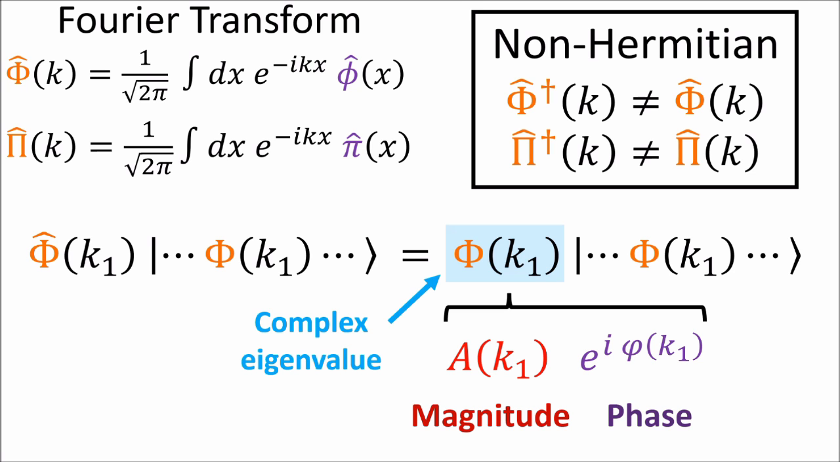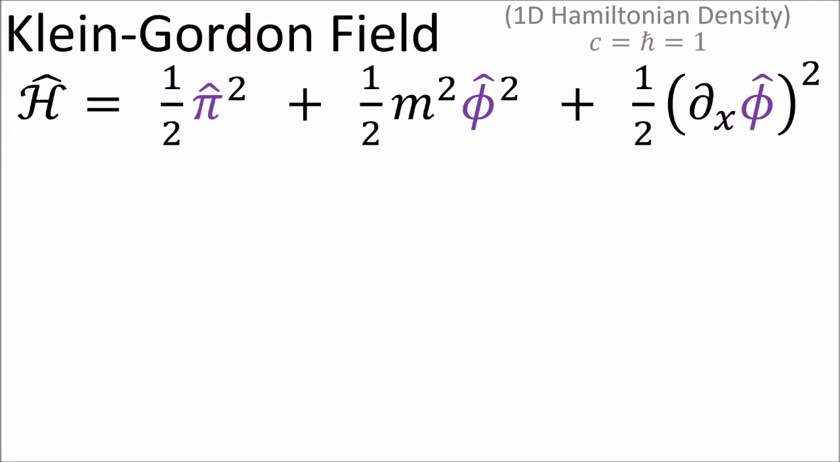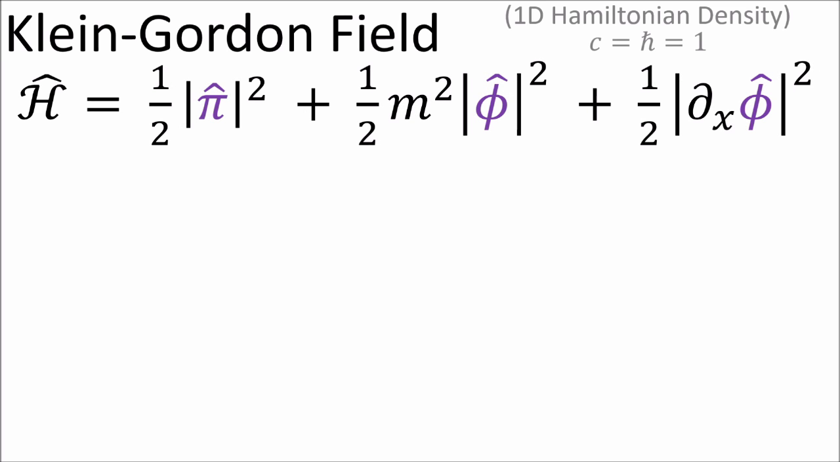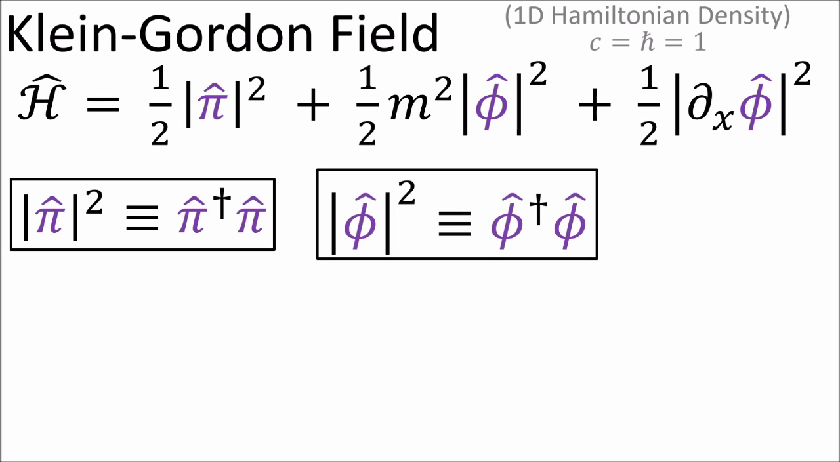Because of these complex numbers, when writing the Hamiltonian density, instead of writing the squares of operators, we're going to write the squared magnitude of operators, which is equal to the dagger of the operator times the operator itself.